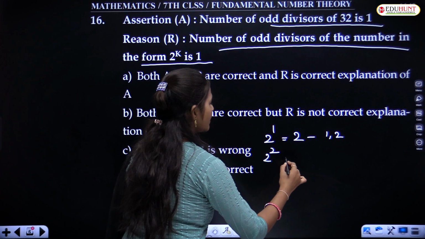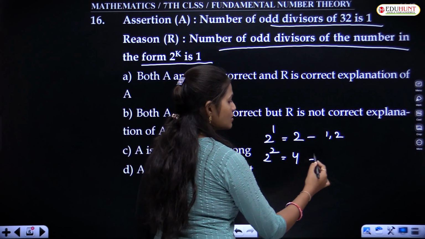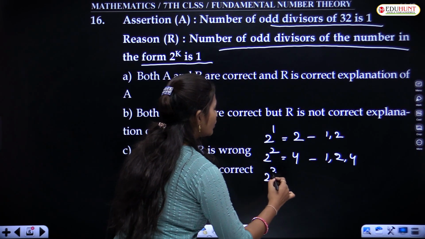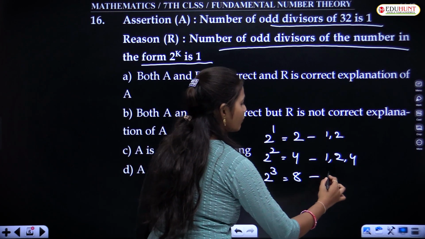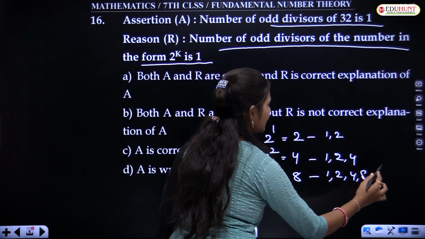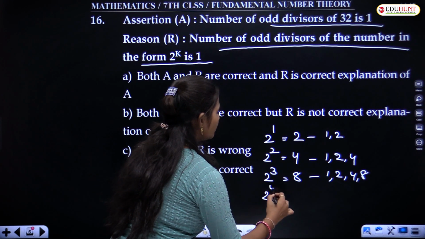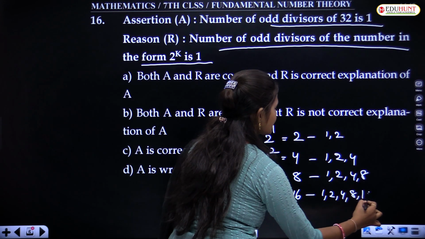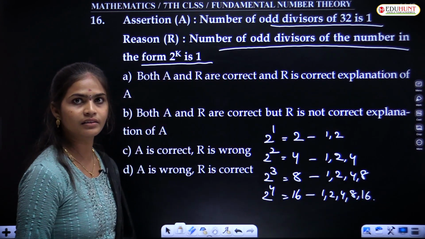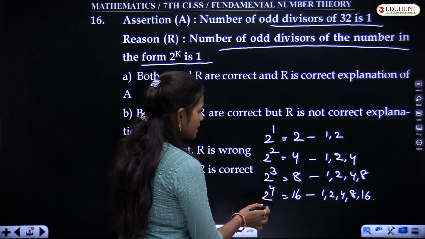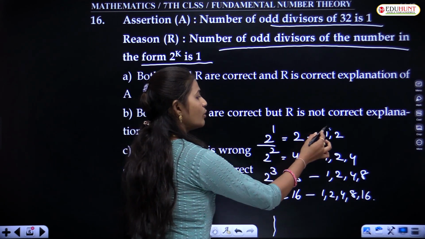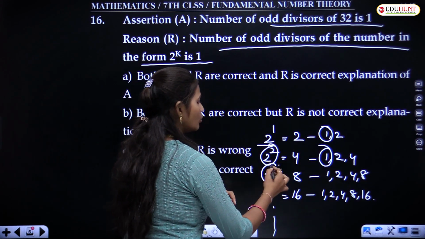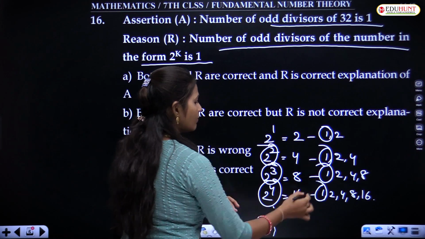Next, 2 square is equal to 4. Factors of 4 are 1, 2, 4. Next, 2 cube is equal to 8. Factors of 8 are 1, 2, 4, 8. Next, 2 power 4, 16: 1, 2, 4, 8, 16. Is there any other factor? Not there. So when you observe this, for 2 power 1, how many odd factors are there? Only one odd factor. 2 square, only one odd factor. 2 cube, one odd factor. 2 power 4, only one odd factor.